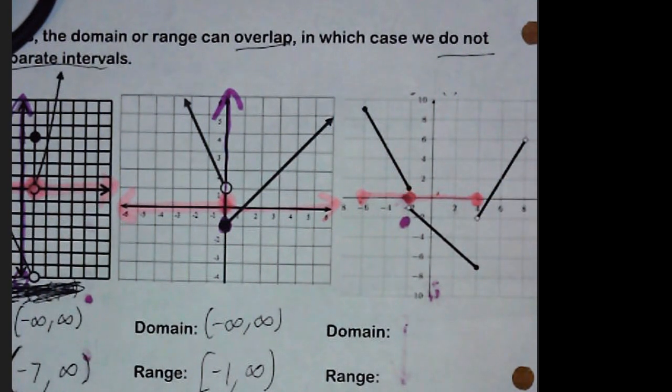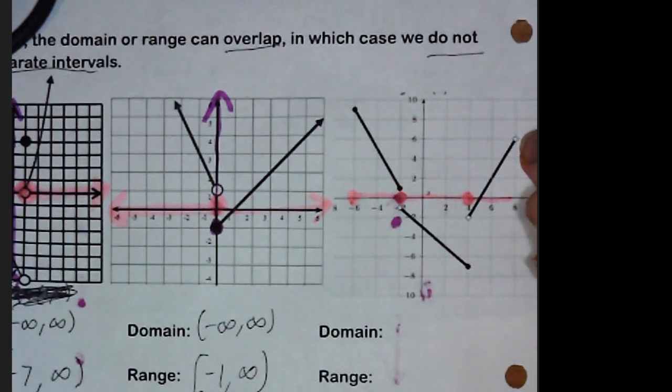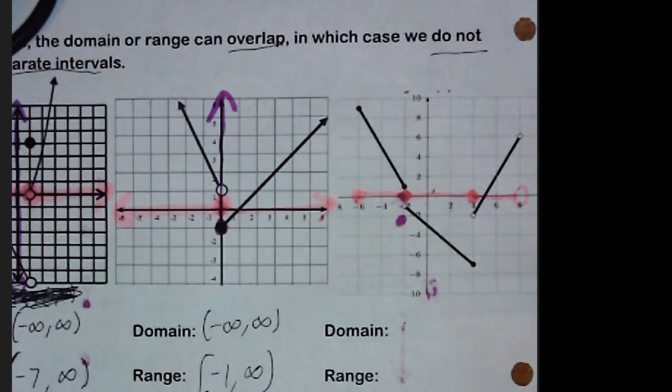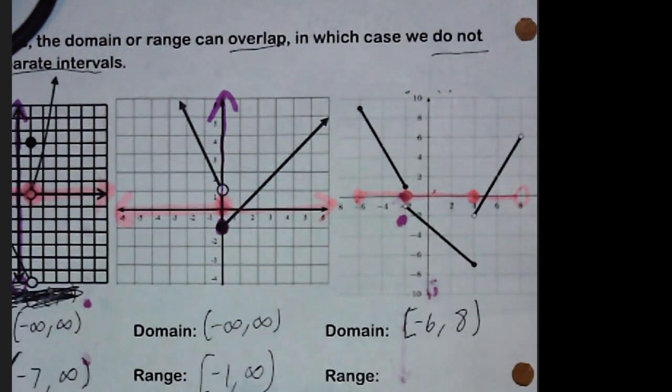So 4 is already included in the domain regardless of whether this is an open circle or not. And it goes all the way to 8. Now that's the only point with the x value of 8, and it's an open circle. So that circle actually is open, because this is the only point with an x value of 8, and it's an open circle. So our domain is 1 interval from -6 to +8, where -6 is included, but 8 is not.